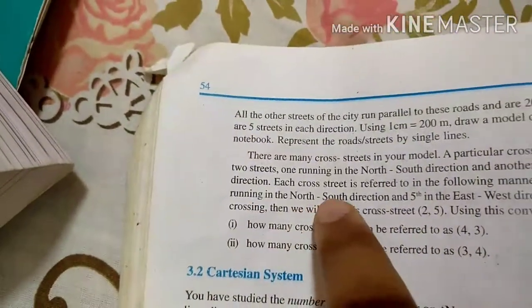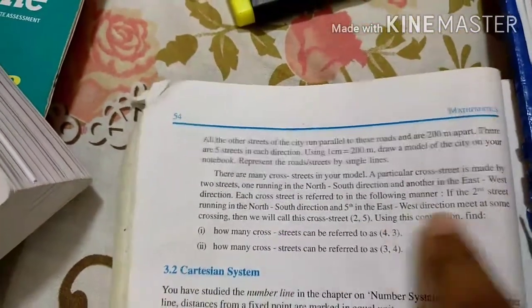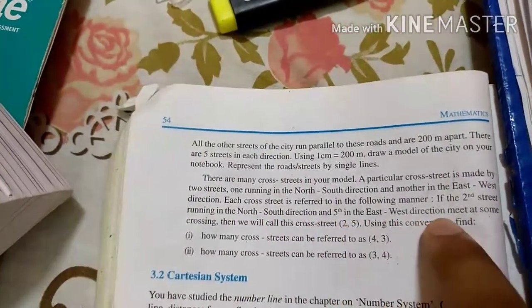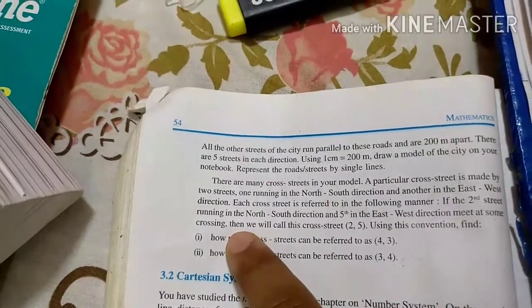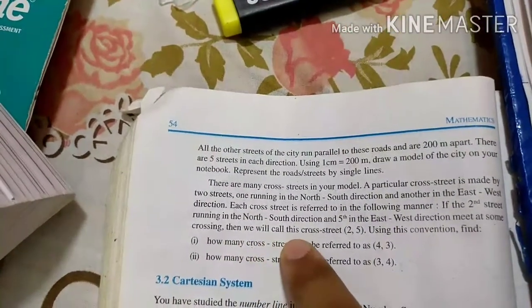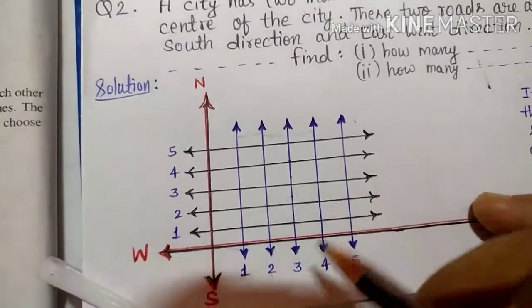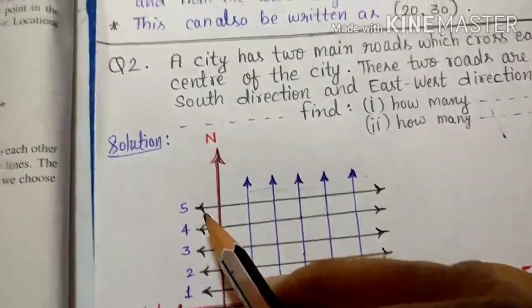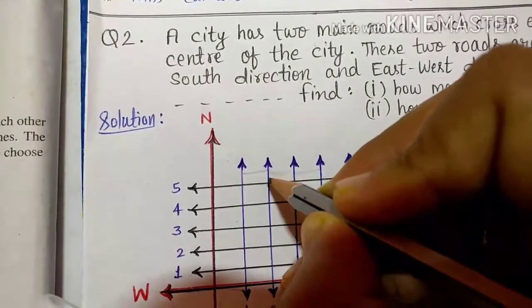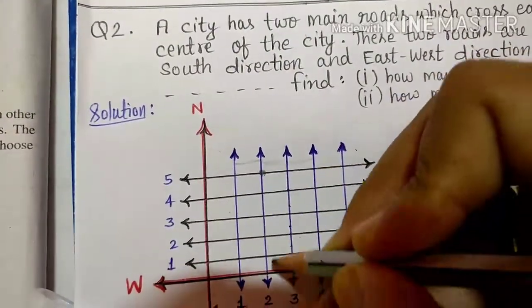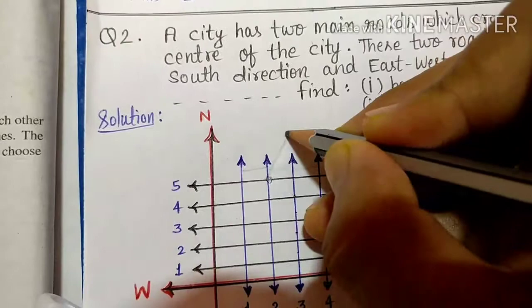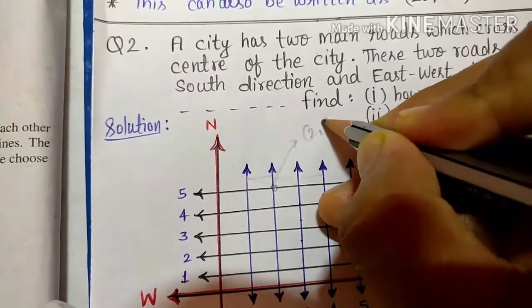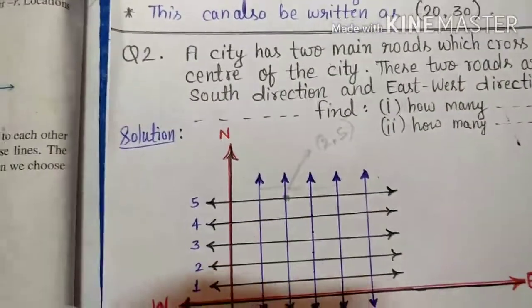So what they are saying: each crossing, if the second street running in the north south and the fifth in the east west meet at some crossing point, then we will call this cross street 2, 5. Which one are they asking about? They are talking about this one only. The second street along north south, and east west, which one? Fifth street. So they are meeting at this point, because this is the second one, this is the fifth one. So what do we call this point? 2, 5. They are giving an example only.